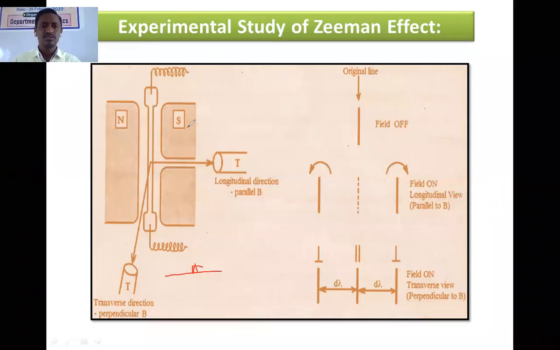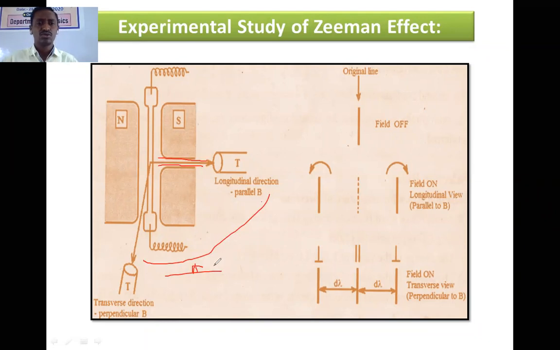To observe the longitudinal view, the second pole, that is the S pole, is drilled. Here we can see the hole produced in the S pole, and here the spectroscope is placed for the observation of the longitudinal view. Again, the spectroscope can be moved to observe the transverse view. Here the transverse view can be easily observed.